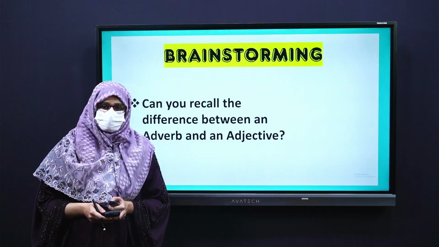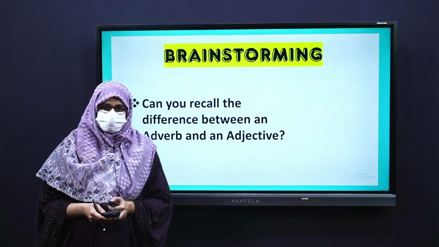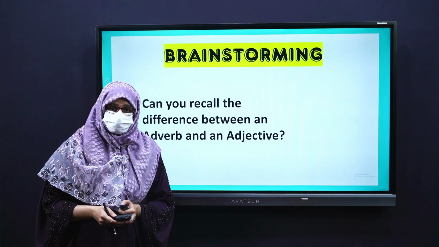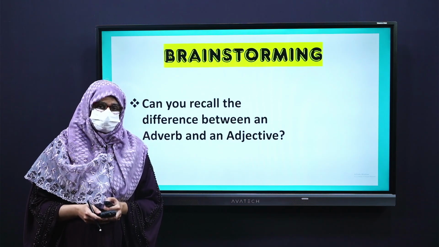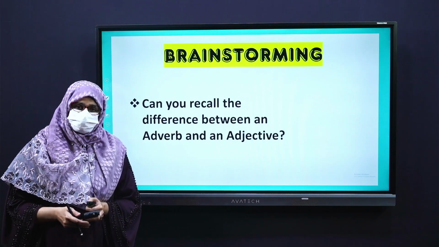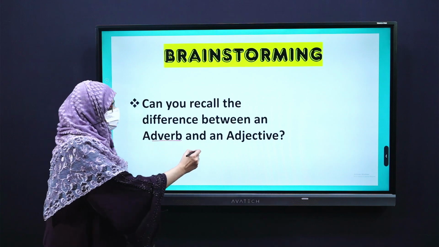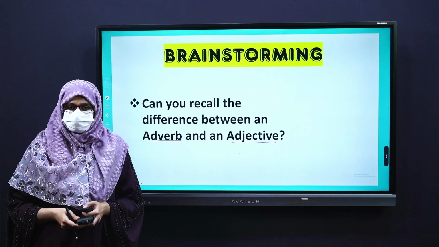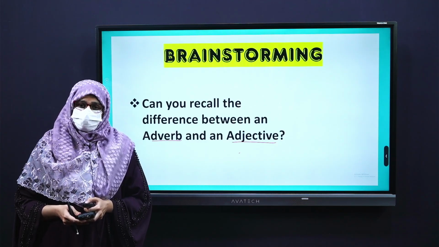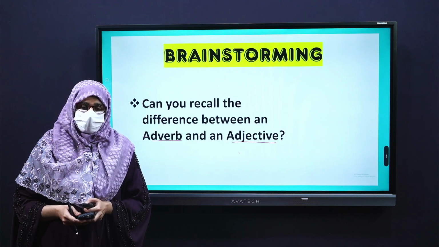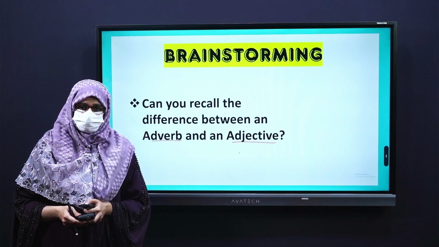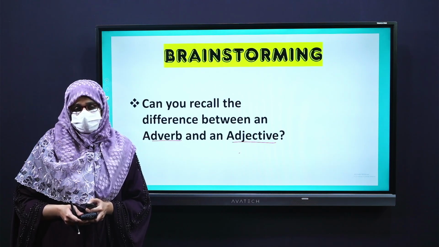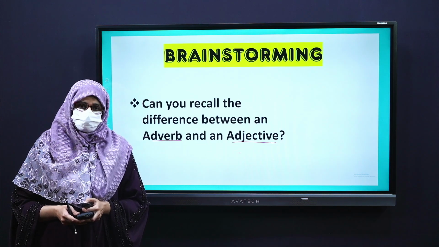First of all, we'll learn about adjectival phrases. But before jumping on to the topic, let's have a quick brainstorming session. Can you recall the difference between an adverb and an adjective? That's right. An adverb is something that adds to the meaning of a verb, an adverb itself and an adjective, whereas an adjective adds something to the meaning of the noun.